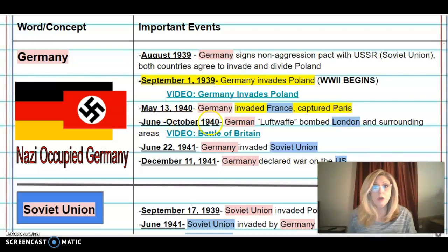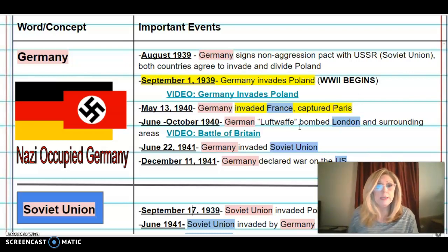June through October 1940, the German Luftwaffe, I've heard it pronounced several ways, bombed London and the surrounding areas there in Great Britain. This is called the Battle of Britain, but the British are successful in keeping the German bomber planes from taking over with their own Air Force. The Royal Air Force is successful in holding off the Germans.